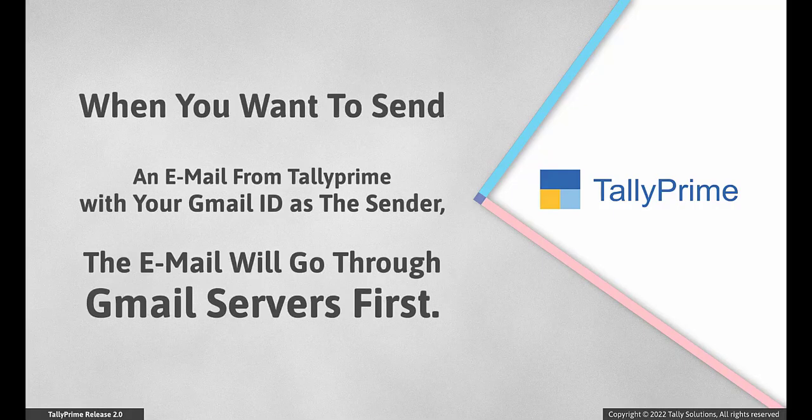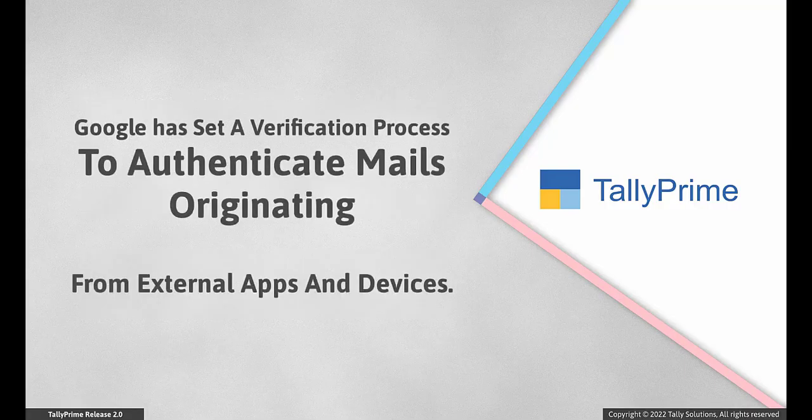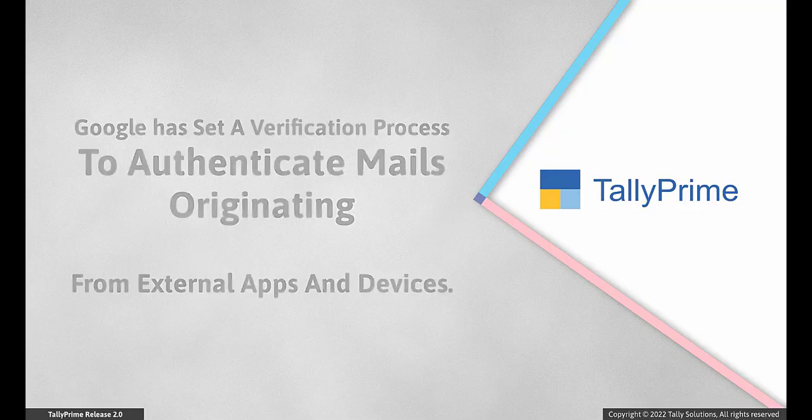When you want to send an email from an application like TallyPrime with your Gmail ID as the sender, the email will go through Gmail servers first. To authenticate mails that originate from an external app or device, Google has set a verification process.